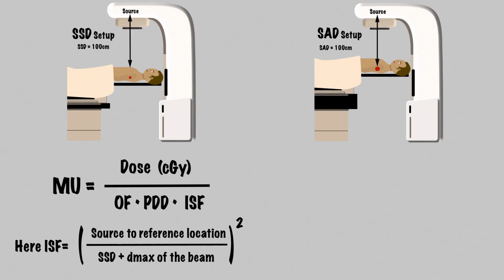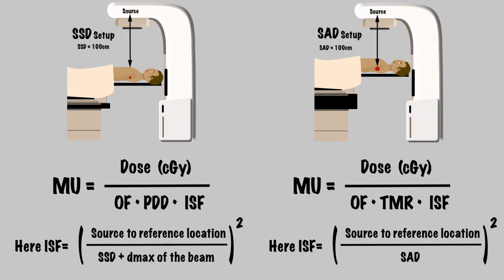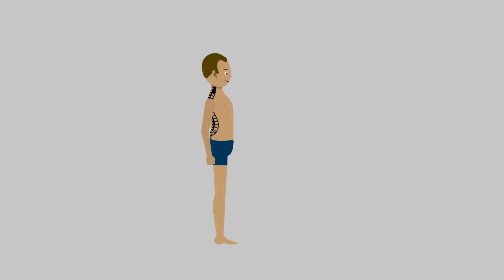For an SAD setup, dose goes in the numerator and modifiers go in the denominator. In this case, if our reference conditions were for SAD setup at 100 centimeters, you can see that inverse square factor would equal 1. Now let's consider examples of urgent weekend treatment setups and hand calculations.